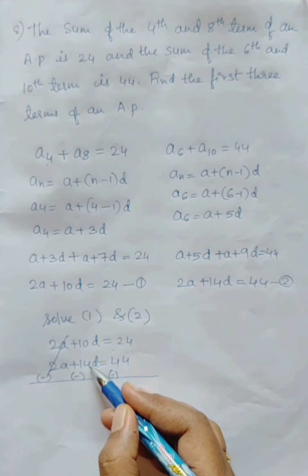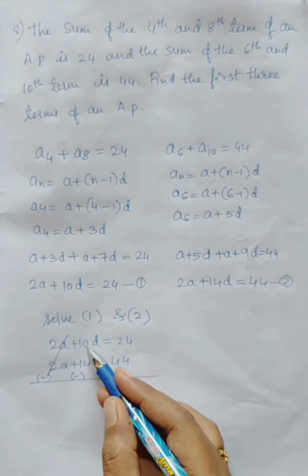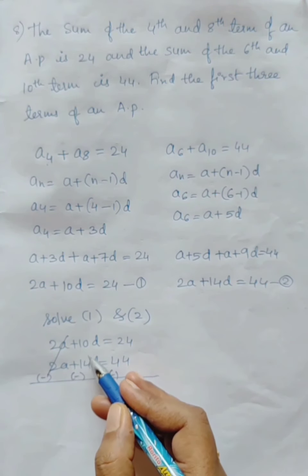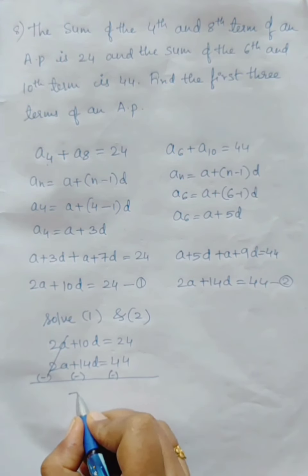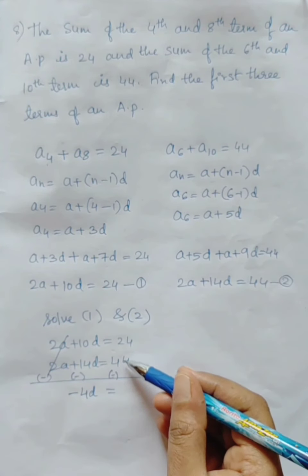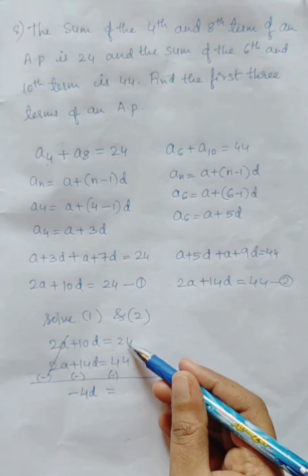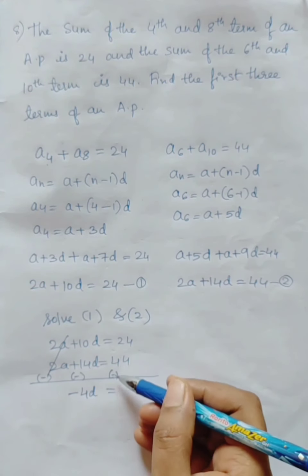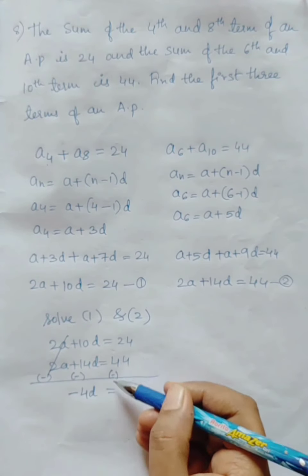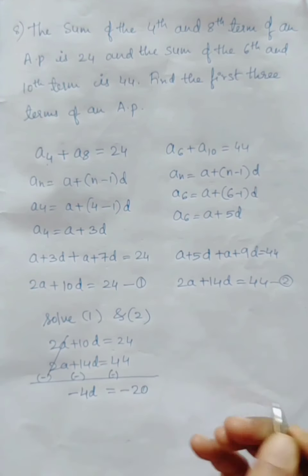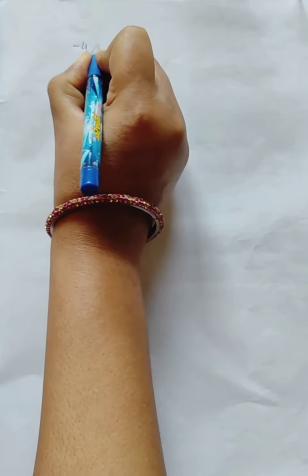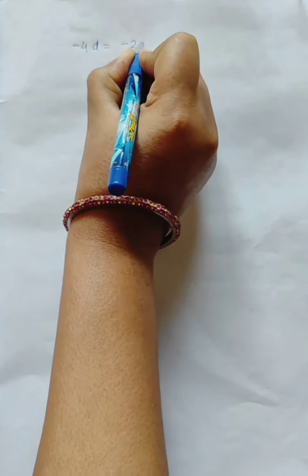If you subtract 10 from 14, you are going to get 4. But what will the sign be? Negative, because 14 is greater than 10. So you are going to get minus 4d, which is equal to, from 44 remove 24, what you are going to get? 20. But what will be the sign? Negative, because 44 is greater than 24. So you are going to get minus 20. So you have got minus 4d equals minus 20.